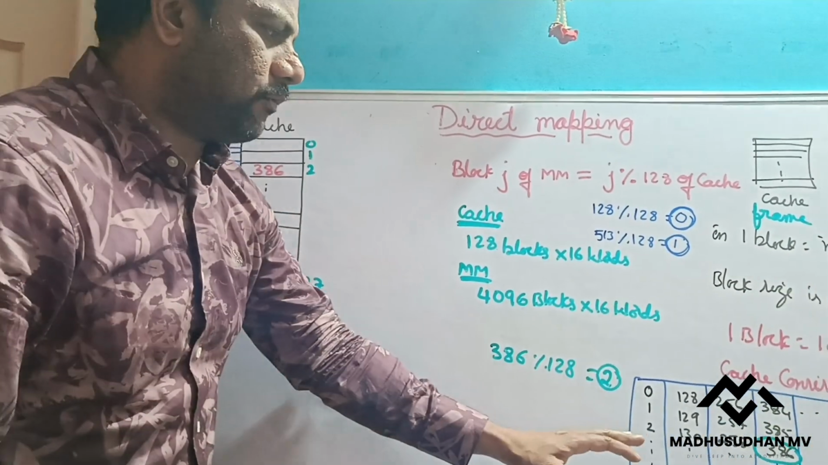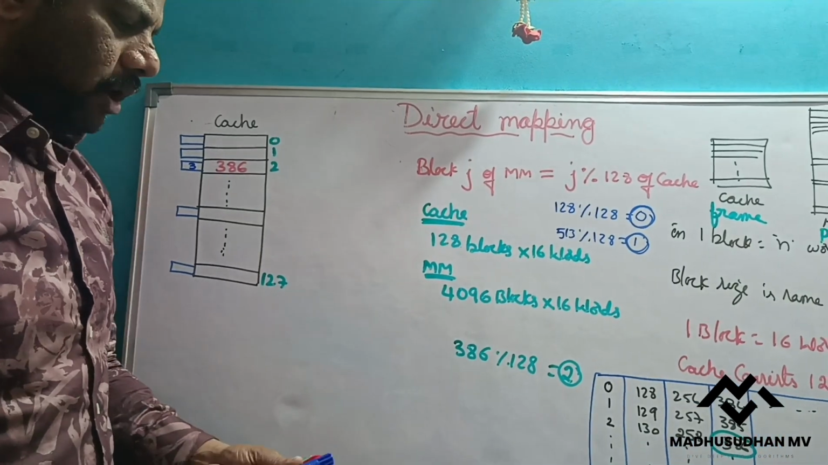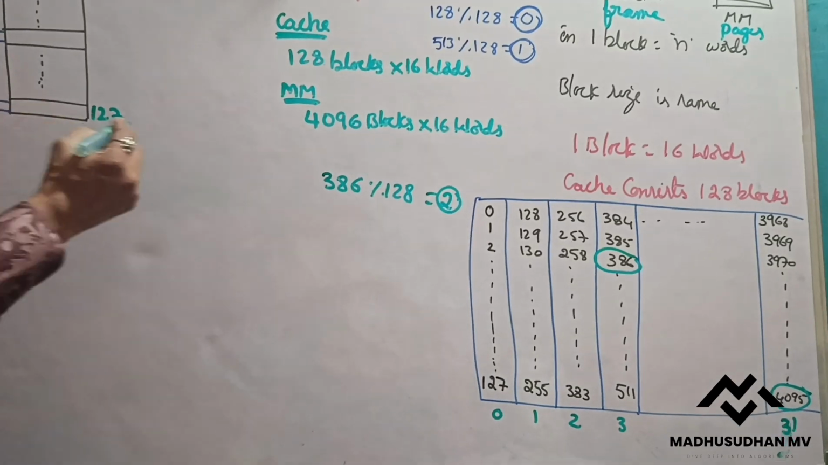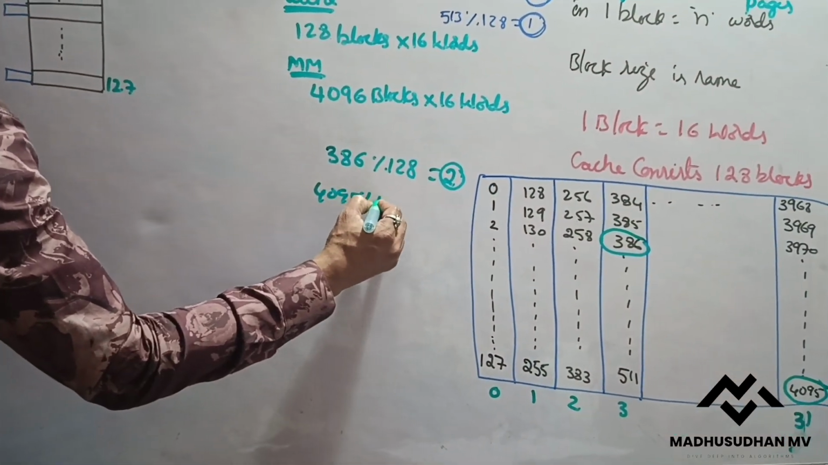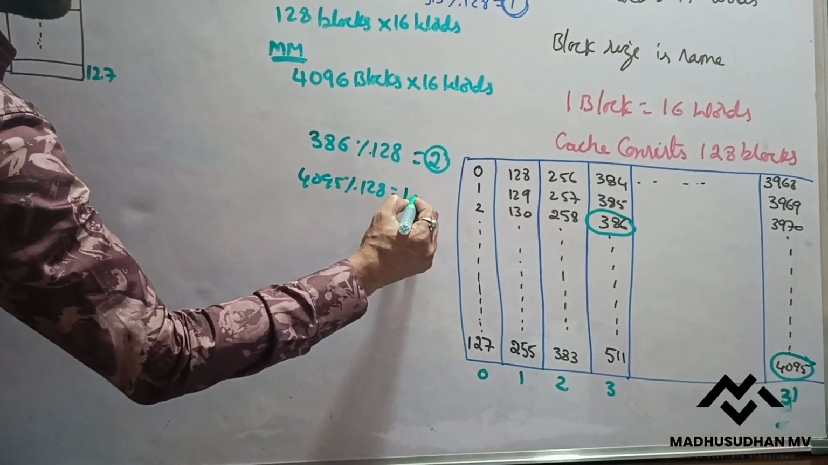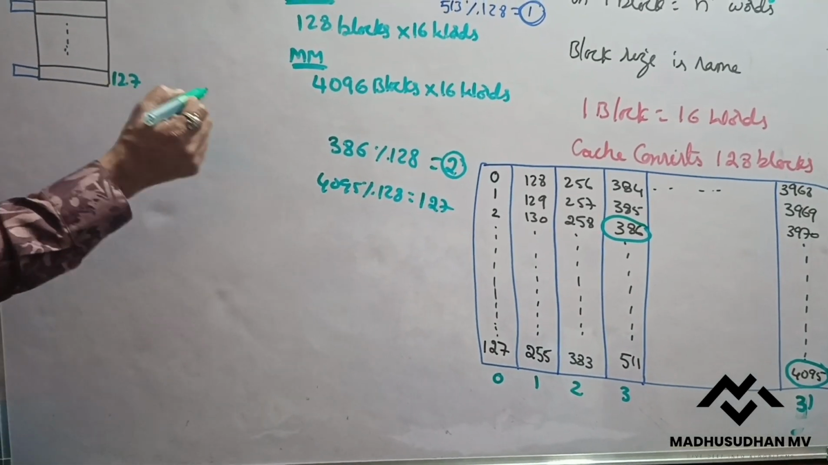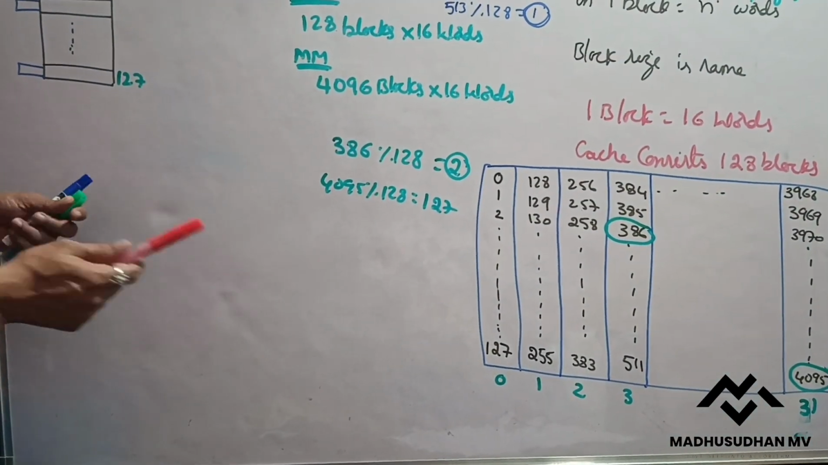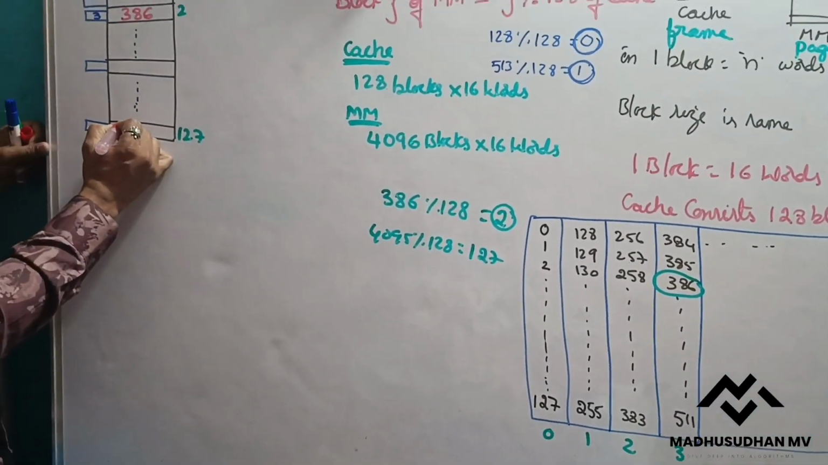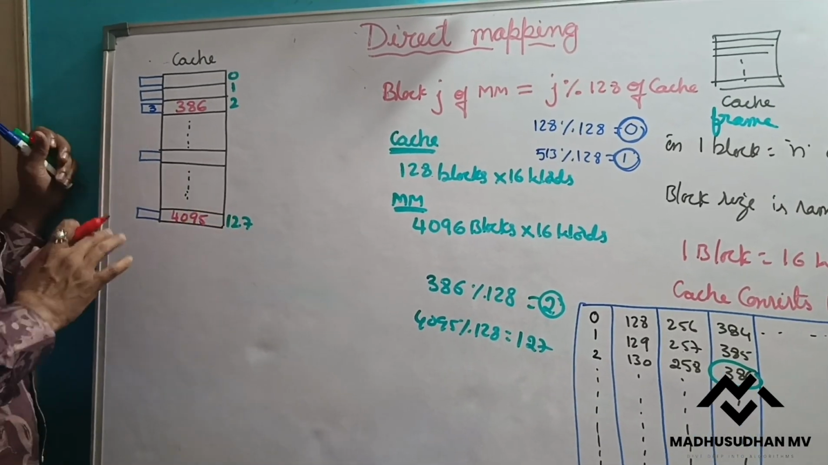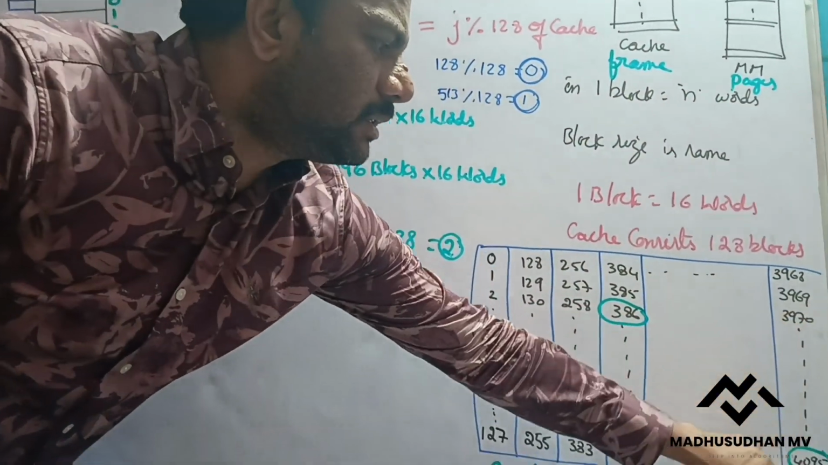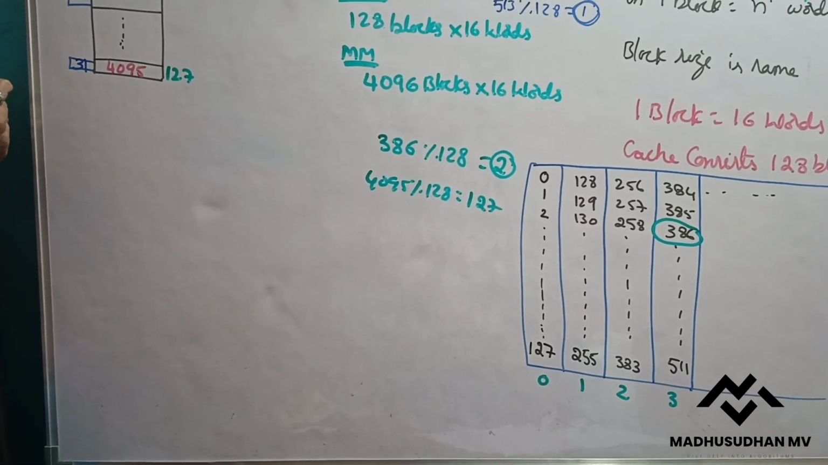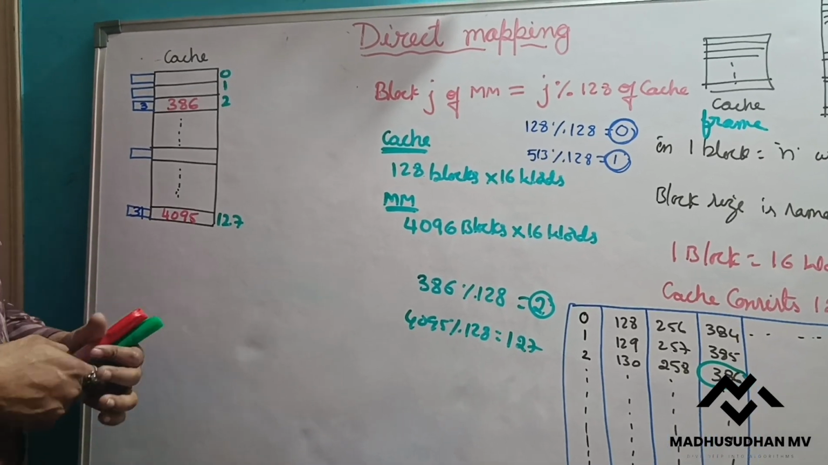Now assume I want to bring block 4095. 4095 modulo 128, what is the remainder? I will get remainder 127. So block 4095 of main memory goes to block 127 of cache. Now this belongs to group 31, so the tag of this one is 31.